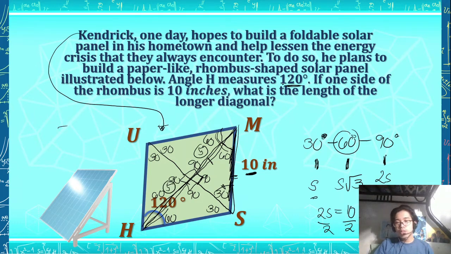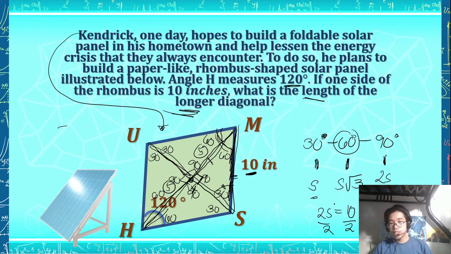But what's the question? It's asking for the length of the longer diagonal. So how have we found the longer diagonal? We haven't found yet the length of the diagonal of this one, US. So shall we try to find the diagonal for US? For US, let's say this is point X at the center. The opposite angle of UX, of this segment, is 60.